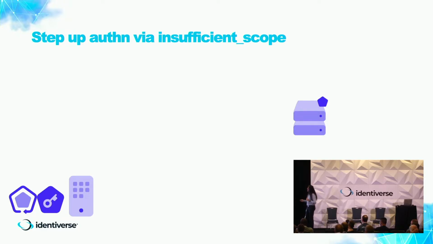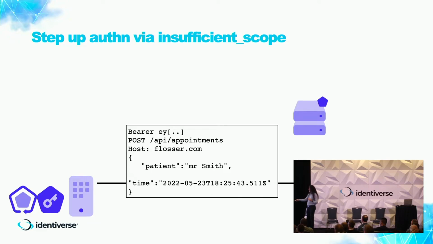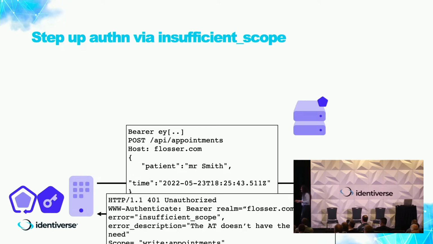So let's say that now we want to make a call to this API, but the acute observers will notice that I'm using a POST and not a GET. So this time, I am actually trying to either create or update an appointment. But if you remember, what we got earlier was only read appointments. So this thing fails, and it fails.